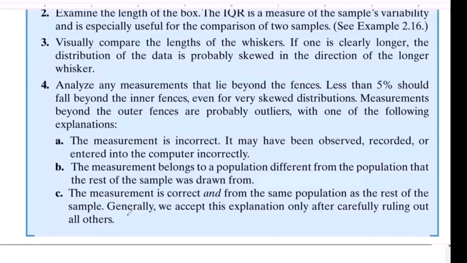If you find an error in how you measured it, or you find that it wasn't even supposed to be in our sample, those are two possibilities. You always want to look for that first. If you don't see any problems, then you just have some outliers.